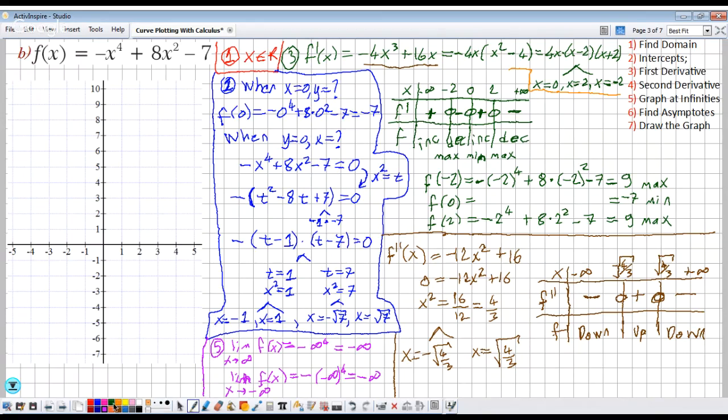We did the fifth step, then the sixth step. Let's write in black in here, the sixth step. For this function, it is very easy to write, which is find asymptotes. Since this is not a rational function, there is no asymptote.